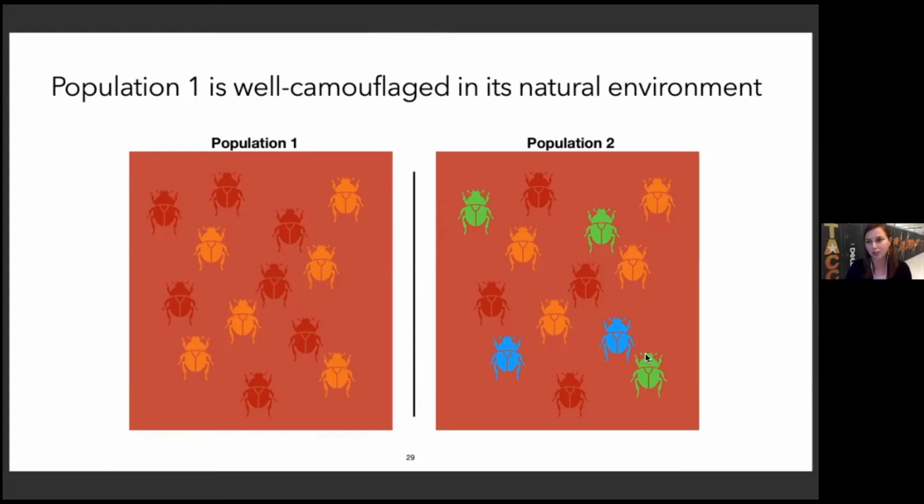Whereas population 2 has these green and blue variants that stand out a lot against that natural background. And the reason why you would care about being well camouflaged is the fact that these beetles have predators, right? So there might be birds that want to eat the beetles. And when they go to both of these populations, they'll be able to see more or less of them, right?